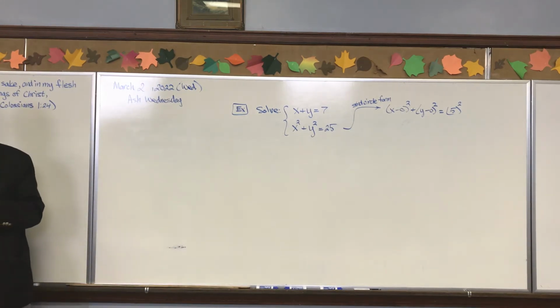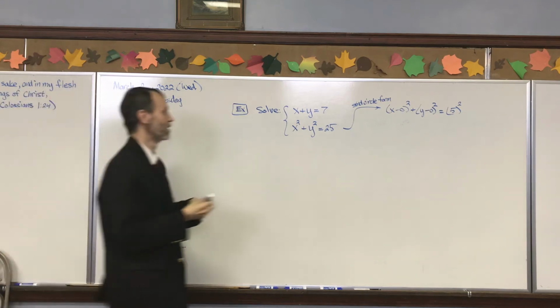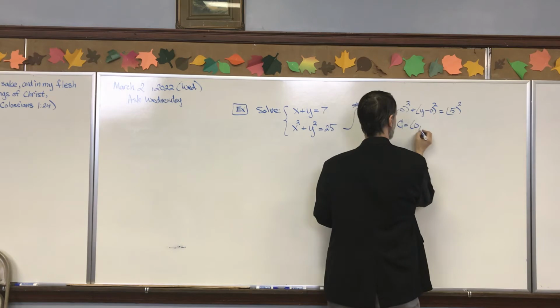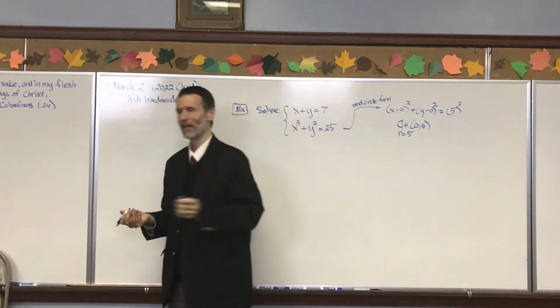Where's the center? What comma what? 0 comma 0. The center's at 0 comma 0. What's the radius? 5. Yeah. Center is 0 comma 0 and the radius is 5. So you should be able to graph that if you want to.